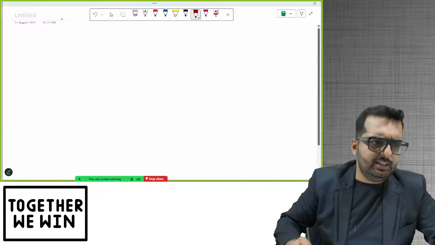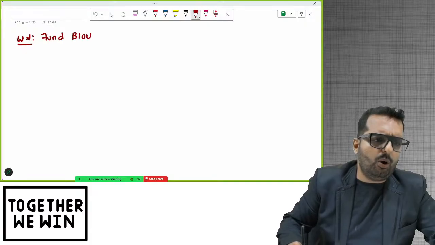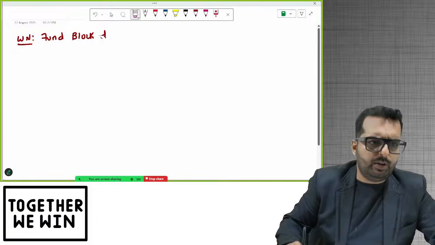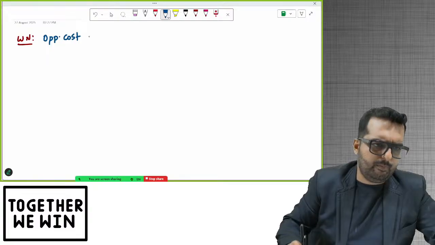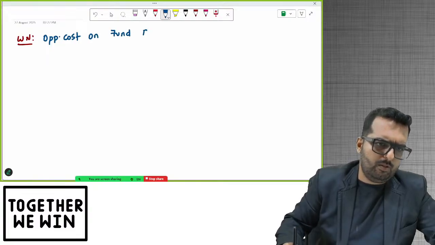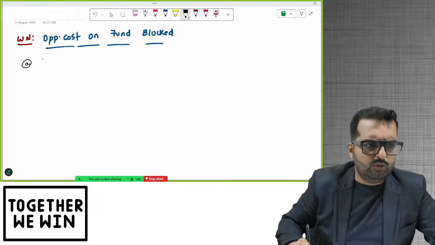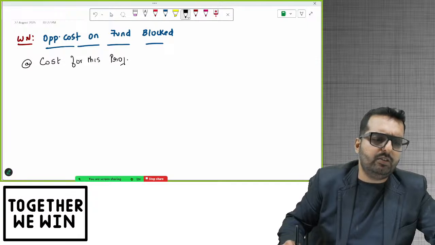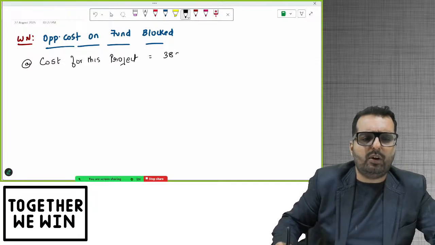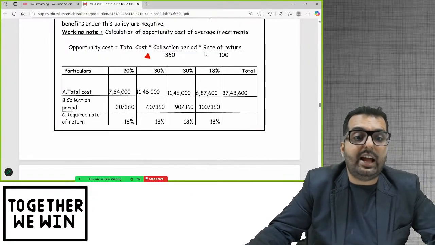Okay, 1 minute. I'll just write down and explain to you. Write down the next working note heading: fund blocked, or I'll put it as opportunity cost on fund blocked. I told you we can do it either based on the revenue or the cost, correct? So first I'll write down cost for this project. They are doing it based on cost again. So the cost for this project is turning out to be 38,20,000.